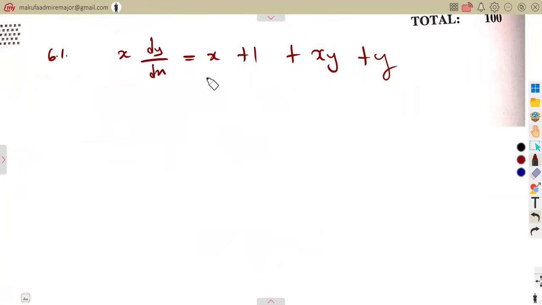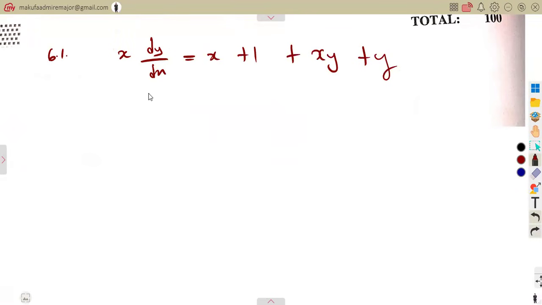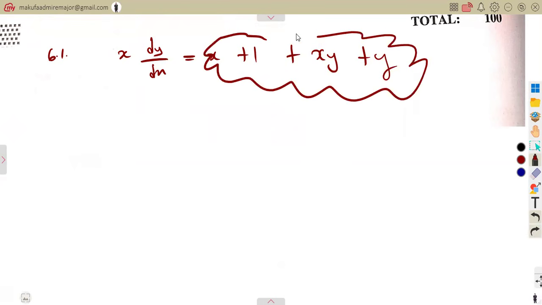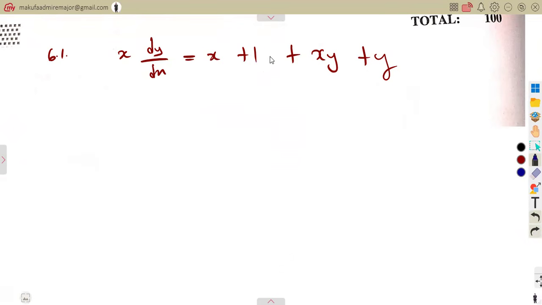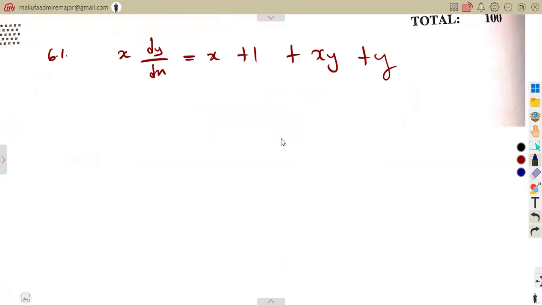But how are you going to separate now? Because we've got x there, a lot of things, y there. If you check the right-hand side properly, they wanted you to be very much confused here. But these are 4 terms, meaning you are supposed to think of factorizing these terms.